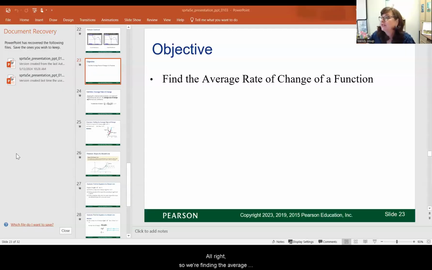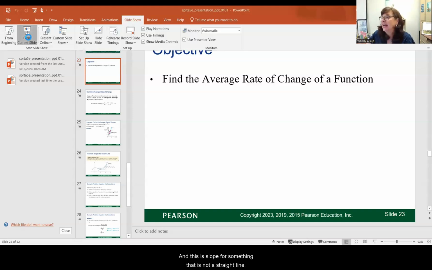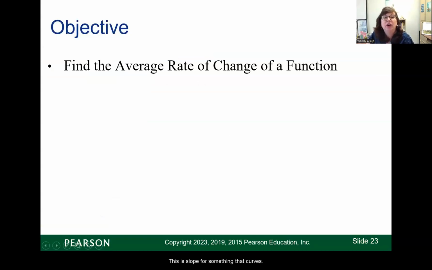Gang, we're going to talk a little bit about finding the average rate of change of a function. And just like the difference quotient that we talked about a little bit before, this is a fancy version of slope. I mean, that's really all it is, slope. So we're finding the average rate of change of a function, and this is slope for something that is not a straight line. This is slope for something that curves.